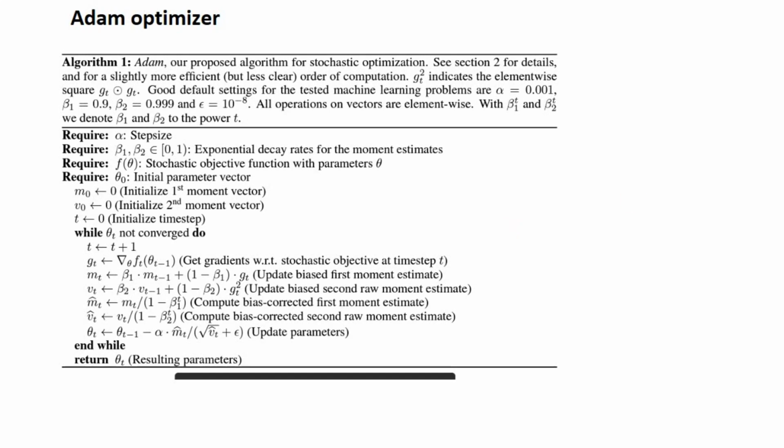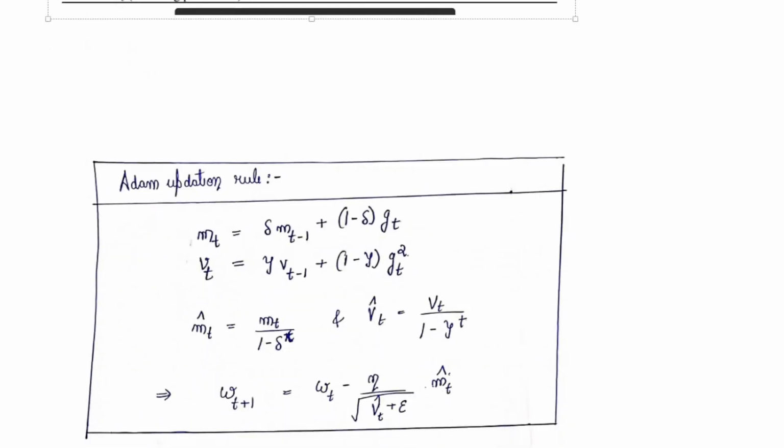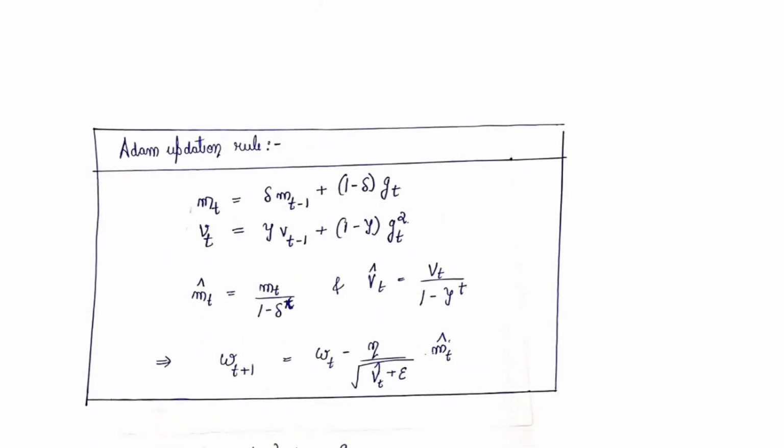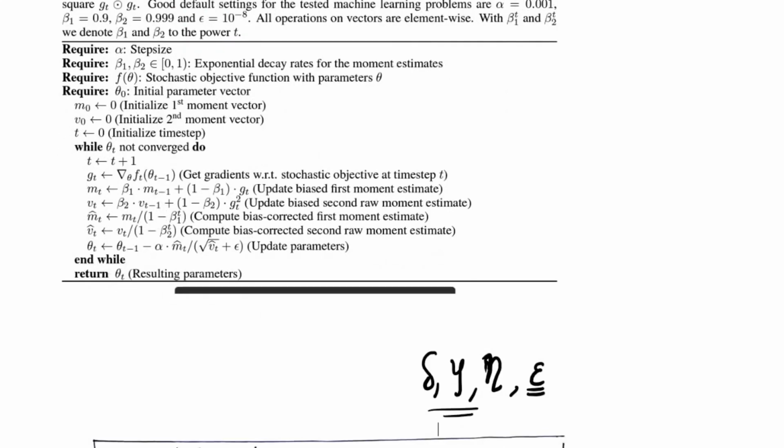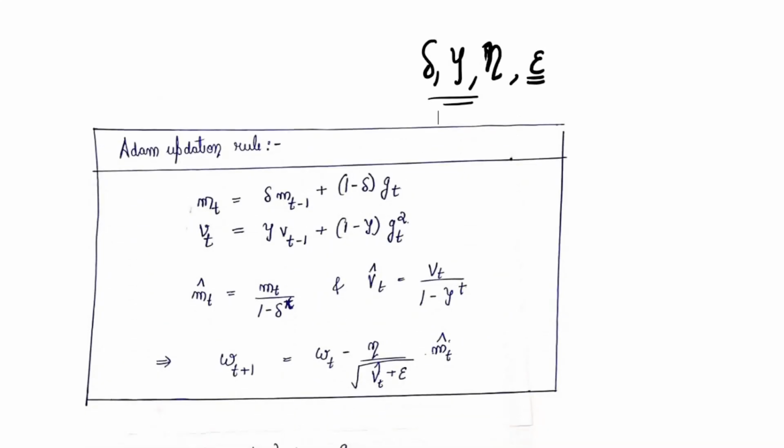So in this video, I am going to make the updation rule a bit simple for you. This is the entire Adam updation rule. So these are the hyperparameters you need: delta, gamma, eta, and epsilon. Epsilon is definitely a very small term, just to make sure that the square root is not 0. If you refer to the paper, which I will be posting in the description, they are using beta 1 and beta 2 in place of delta and gamma. But the algorithm will remain the same, it won't be changing much.